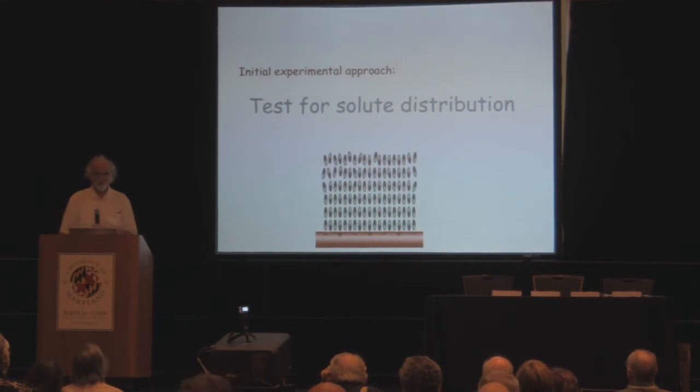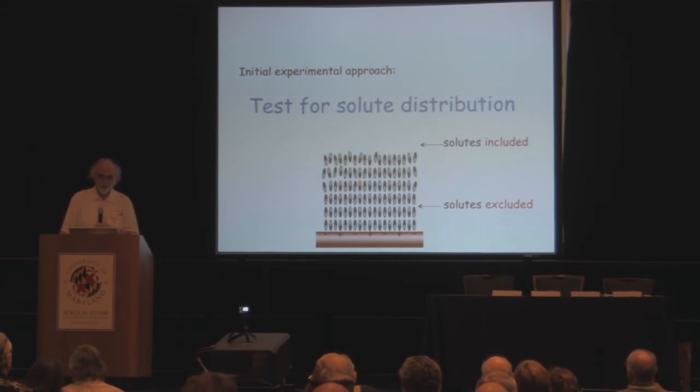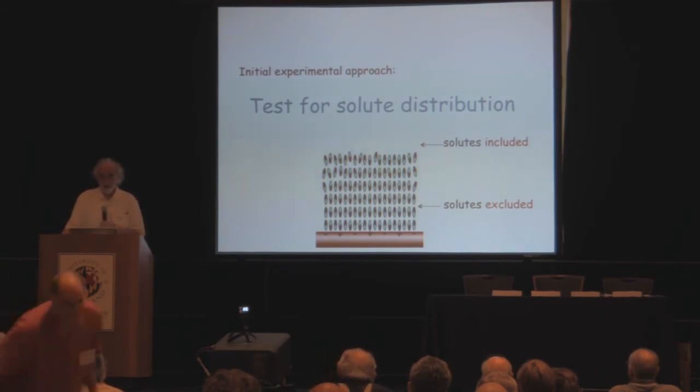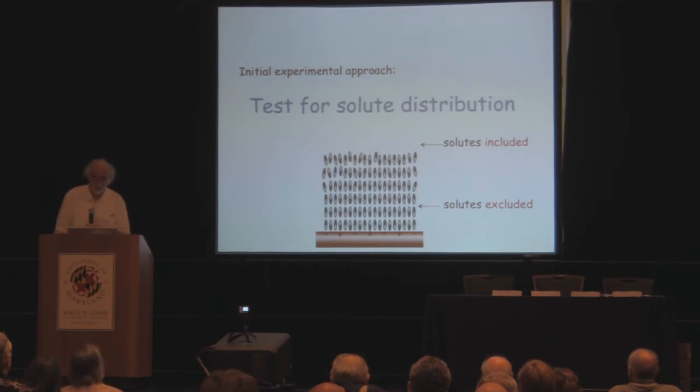And the first experimental approach to see how far this might extend is to set up a system, as you see on the slide, and then see how solutes distribute. So what you might expect is that in a region that's ordered, for energetic reasons, the solute should be excluded. And farther out, where the water is not ordered, you'd expect that the water is able to hydrate the solutes. And so you have plenty of solutes there because they're happy to be hydrated.